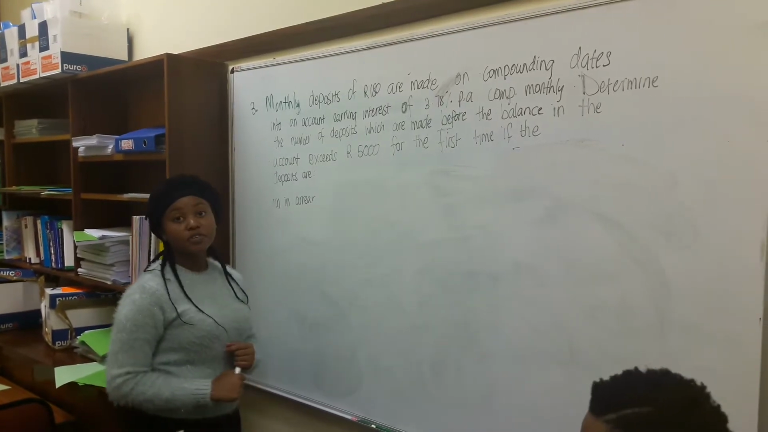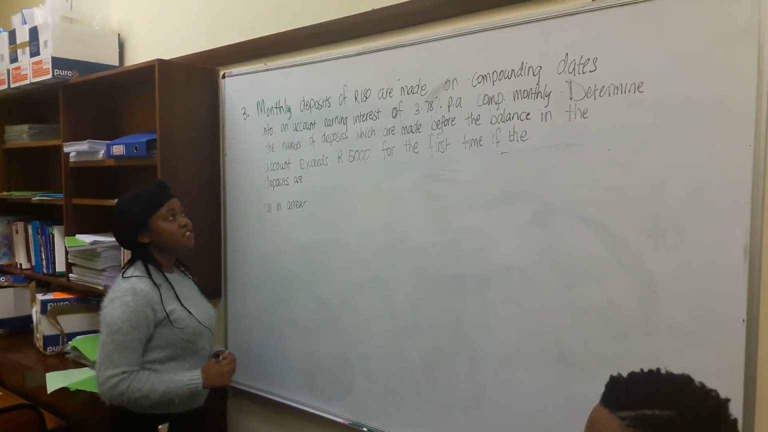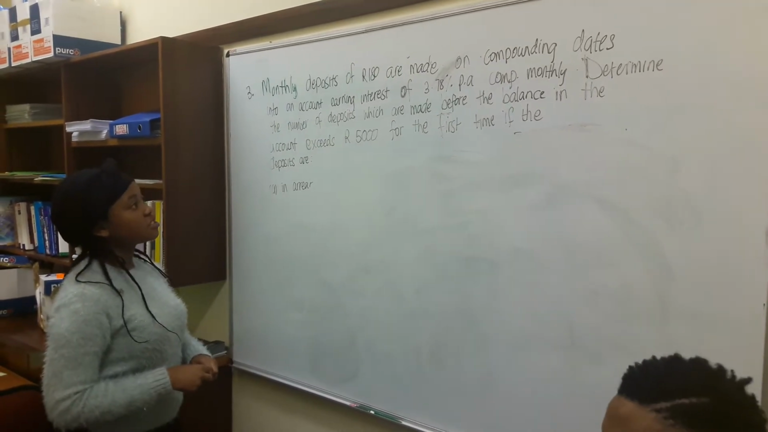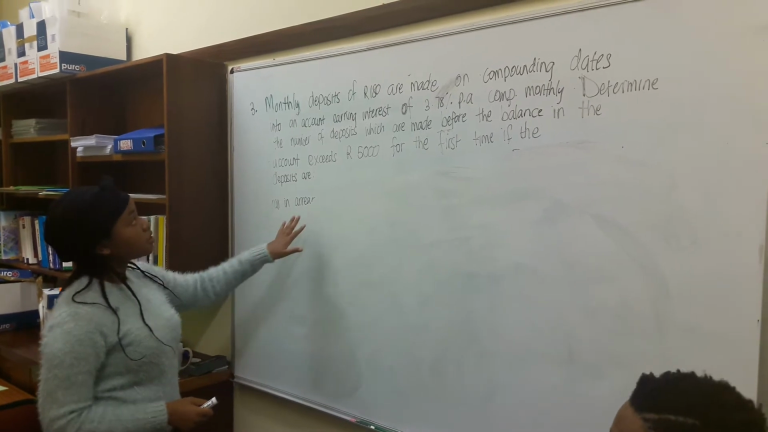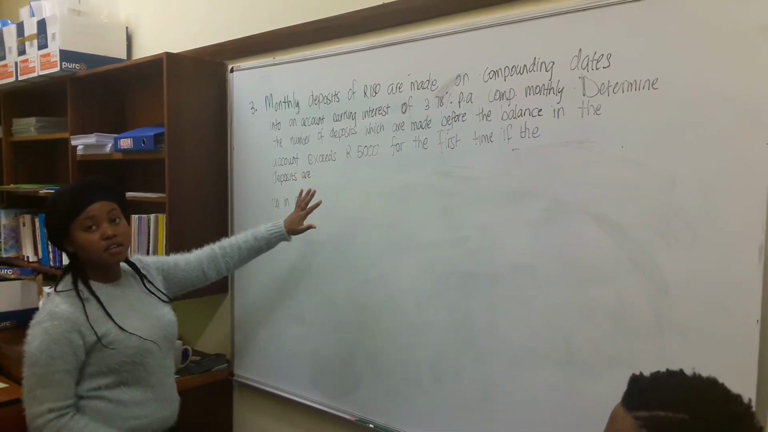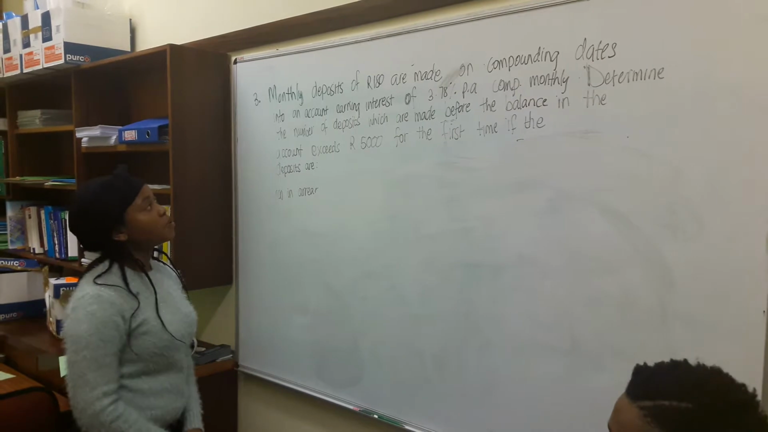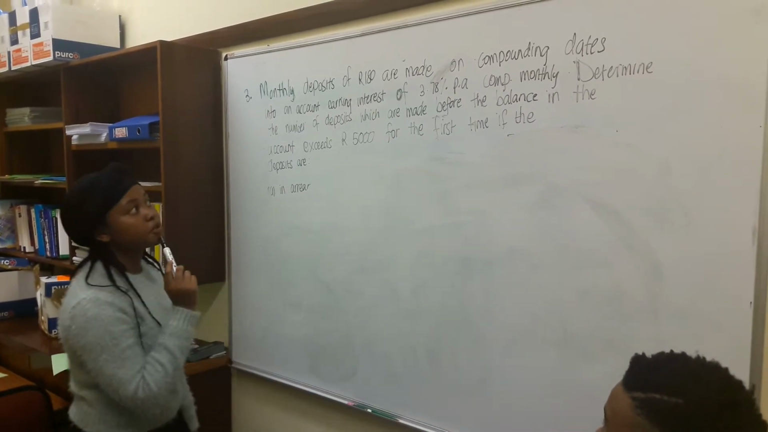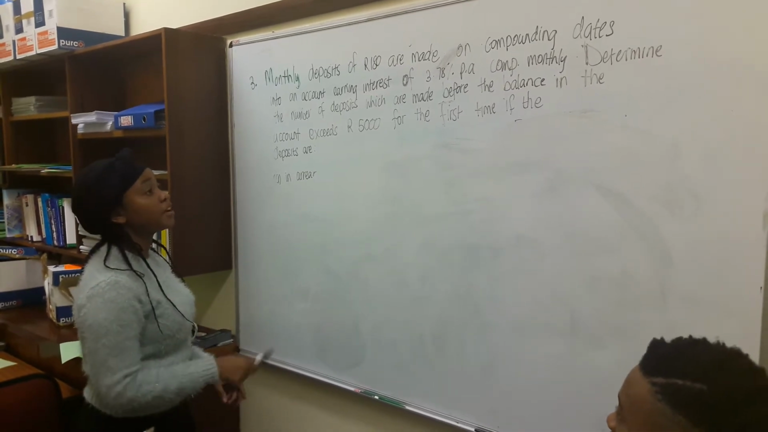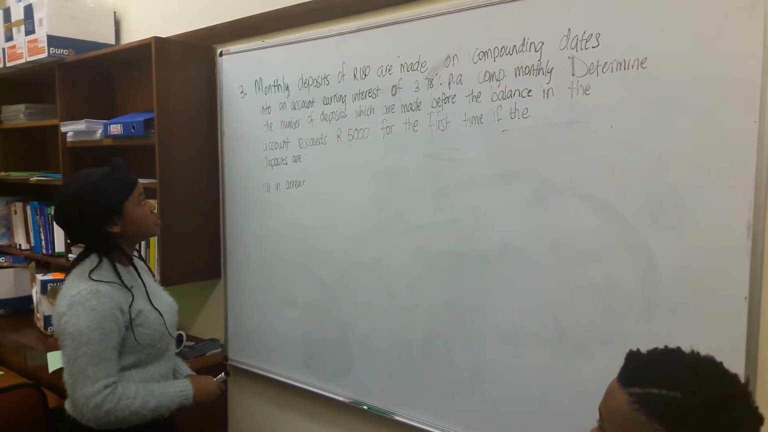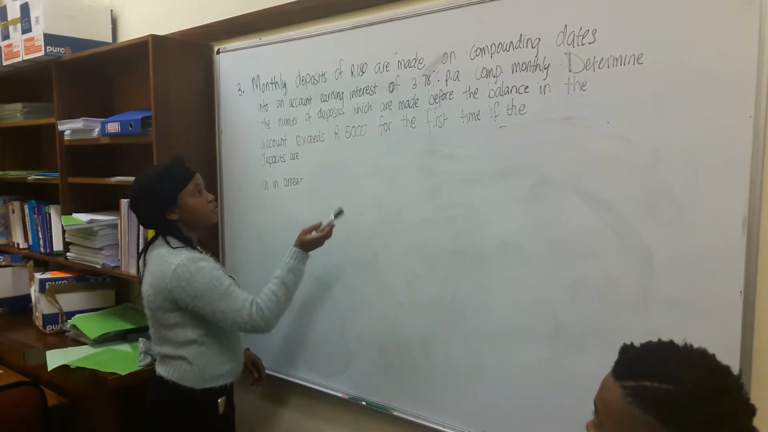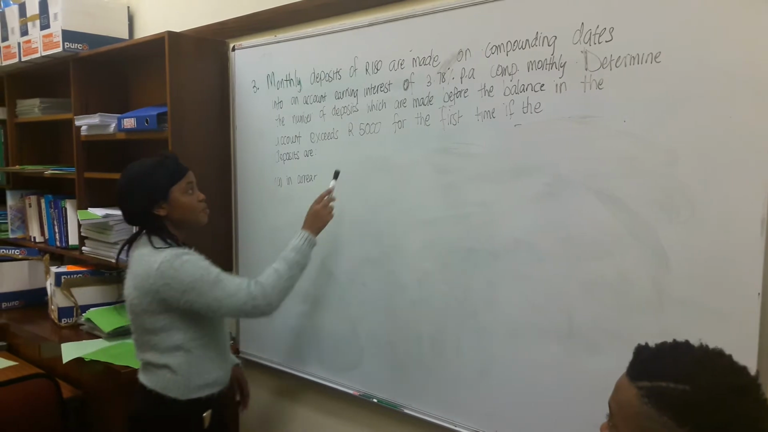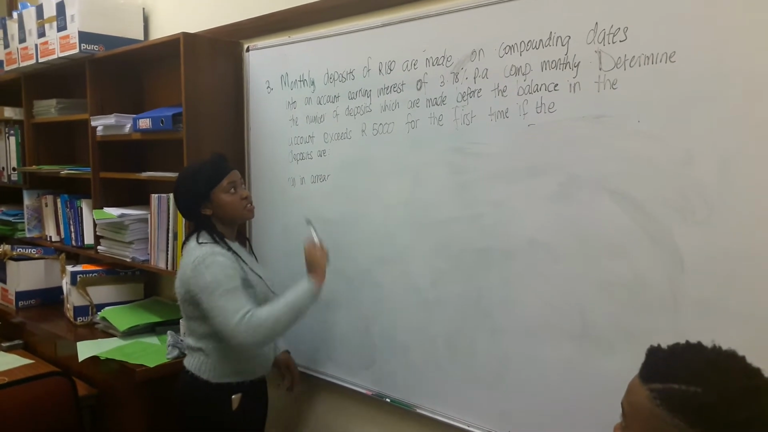We're gonna do number 3 of the last class work that we did. In this question, they ask us to find the number of deposits that we made, which is of 180, at an interest of 3.78% per annum compounded monthly, and the balance should not exceed 5,000.